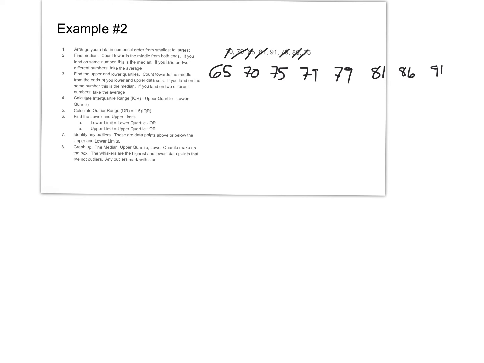All right, so our next step, let's go find the median. We're going to count towards the middle here. So 1 and 1, 2 and 2, 3 and 3, 4 and 4. And again, I ended on the same number, so we're going to have to average it. But nicely enough for us, 79 and 79 divided by 2 is 79.